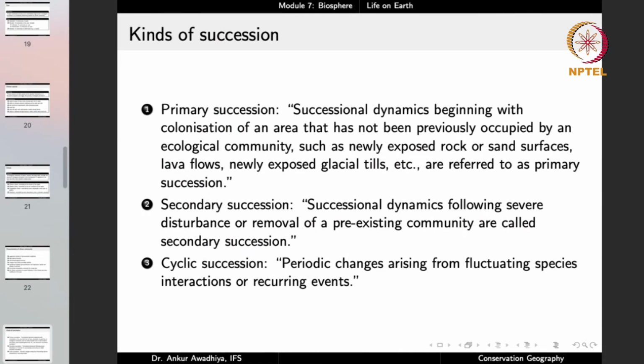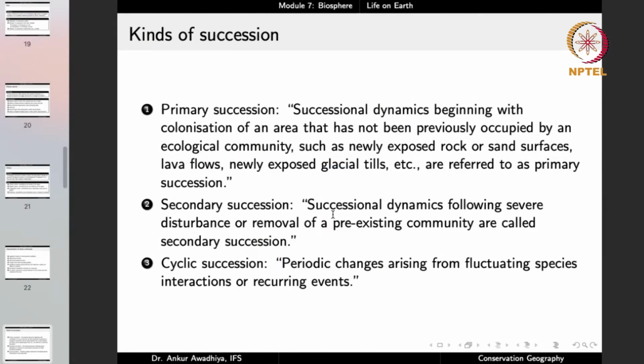Now when we talk about succession, there are three different kinds of succession: primary, secondary, and cyclic succession. Primary succession is successional dynamics beginning with colonization of an area that has not been previously occupied by an ecological community, such as newly exposed rock or sand surfaces, lava flows, newly exposed glacial tills, etc. These are referred to as primary succession. So in the case of primary succession, the succession begins from a stage where you do not have any organisms whatsoever.